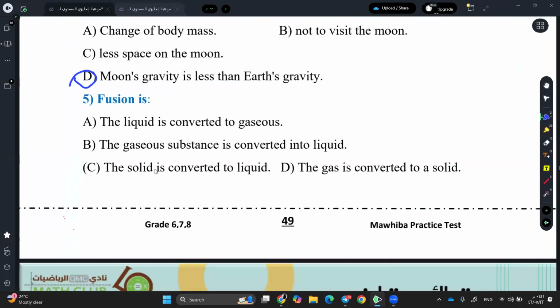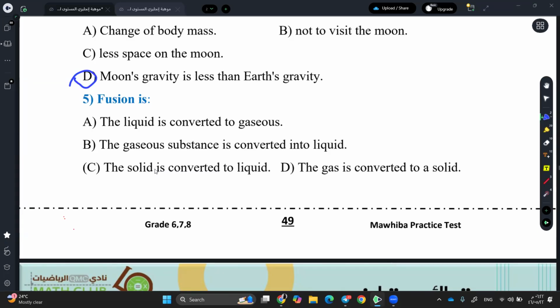Yalla, question number 5. Let's see. Here, Nawal. Yes, teacher. Yeah, question number 5, please.